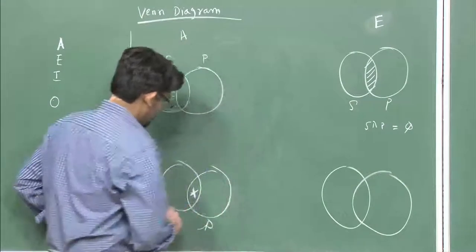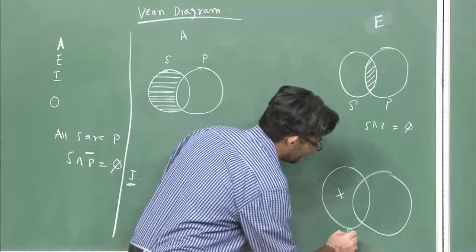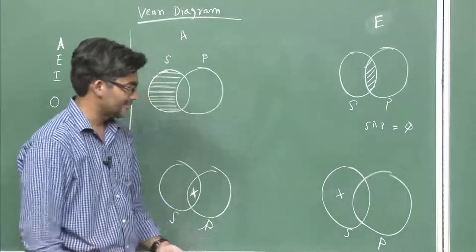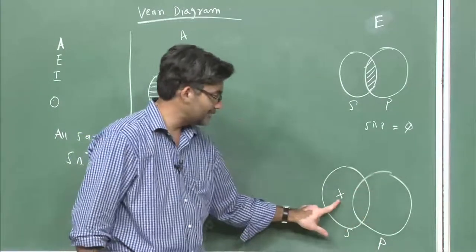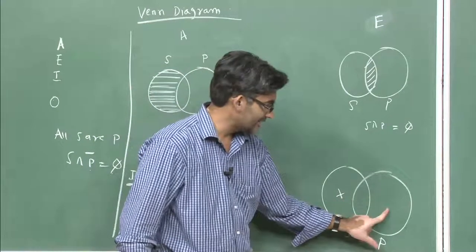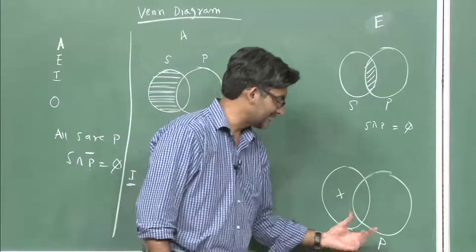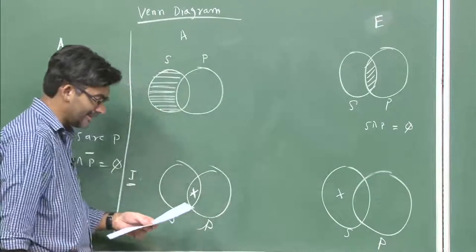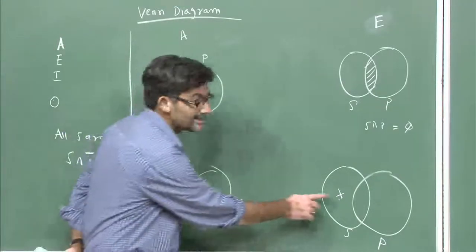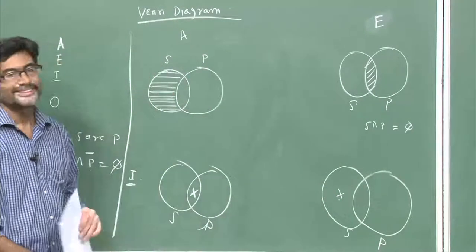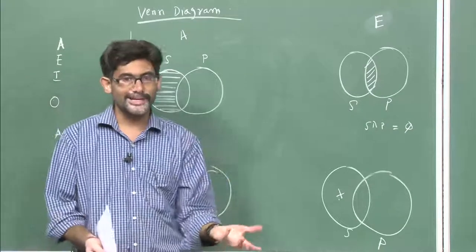So A, E, I, and this is called O. Some S are not P. This is represented in this particular set. There should be at least one X which is not in P. That means you need to put it here. You should not put the star here, because that makes it some P are not S, which is not what we are trying to talk about. Some S are not P means this particular thing, so you should put a star in this portion. So what have we done? We have tried to represent categorical propositions with the help of diagrams.